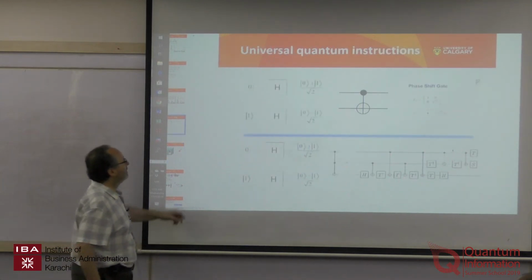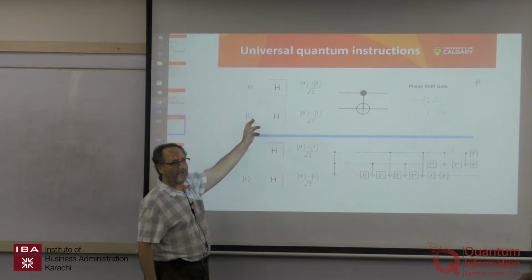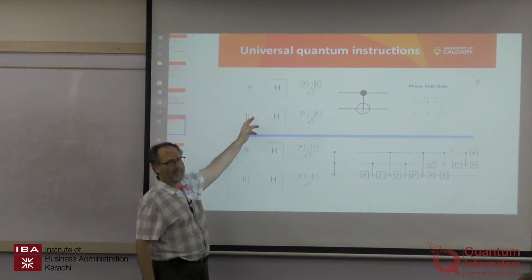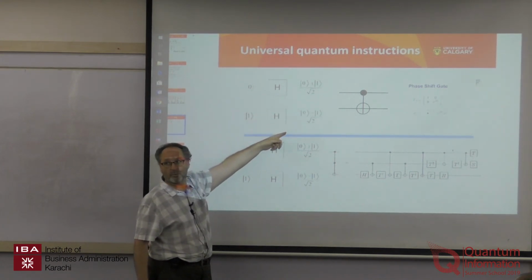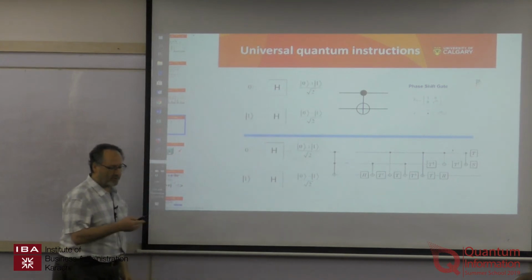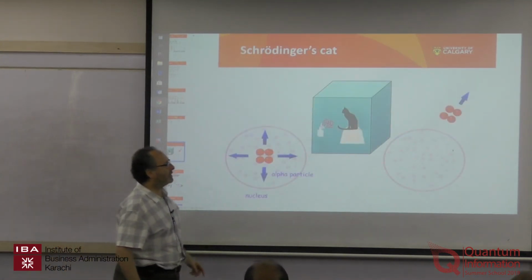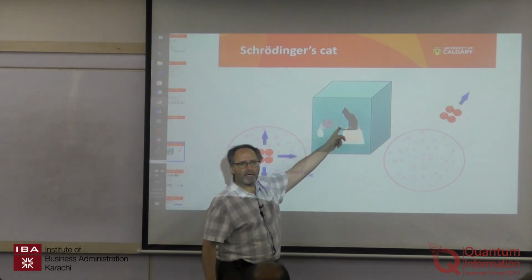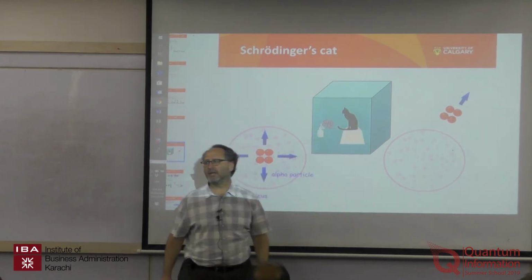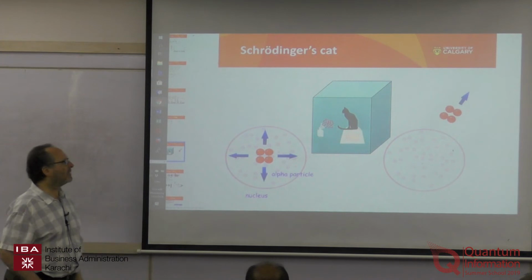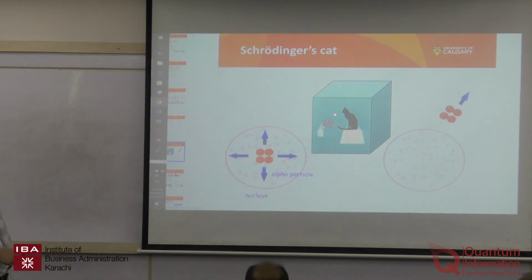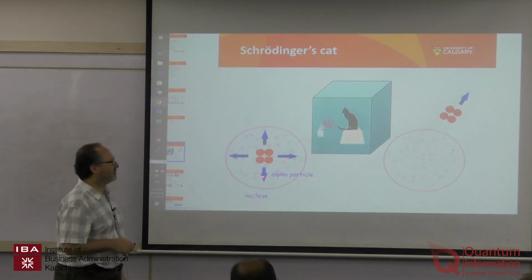So I'll just go back here. If 0 is alive and 1 is dead, and it makes sense to apply a Hadamard, we can make a superposition of alive and dead. Schrödinger didn't think this way, but I'll cast it in that light. So here was Schrödinger's famous problem. Put a cat in a box, and you can't see in the box. So you can't see what's going on. So there's the cat, there's a poison gas, but the poison gas is only released if there's a nuclear decay.